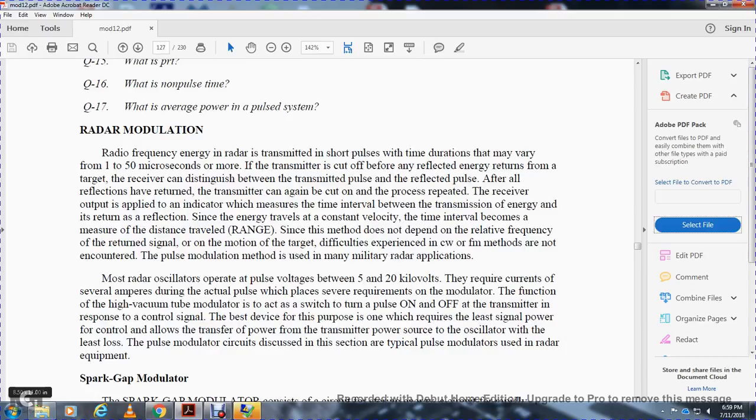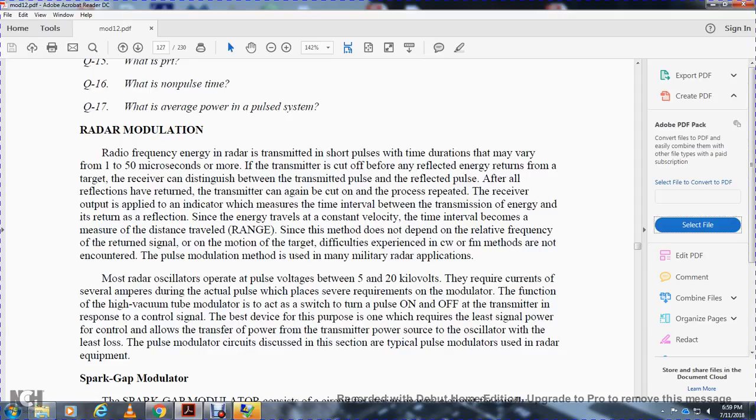All right, radar modulation. Radio frequency energy of the radar is transmitted in short pulses, with time duration that may vary from 1 to 500 microseconds. The transmitter is cut off before the reflected energy returns from the target to the receiver. This establishes a distinction between the transmitted pulse and the reflected pulse. After all the reflections have returned, the transmitter can again be cut on and produce repeated pulses.